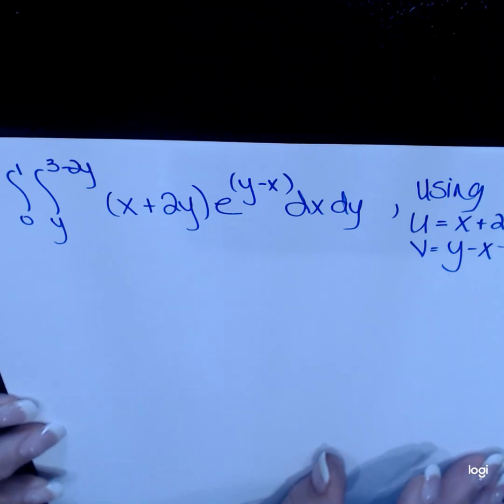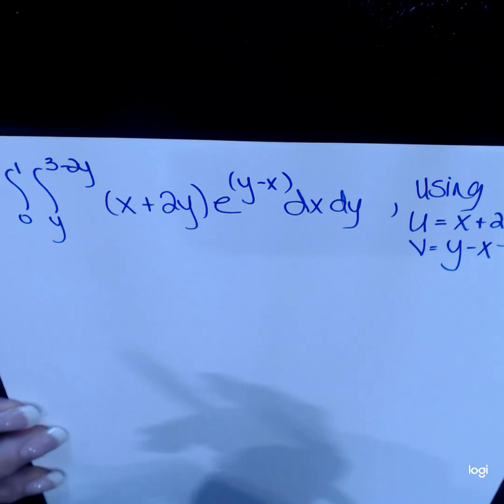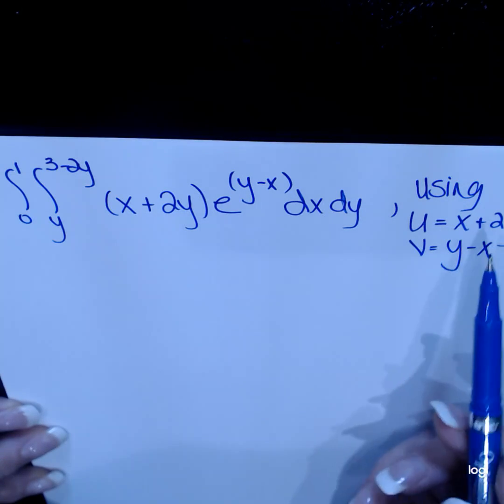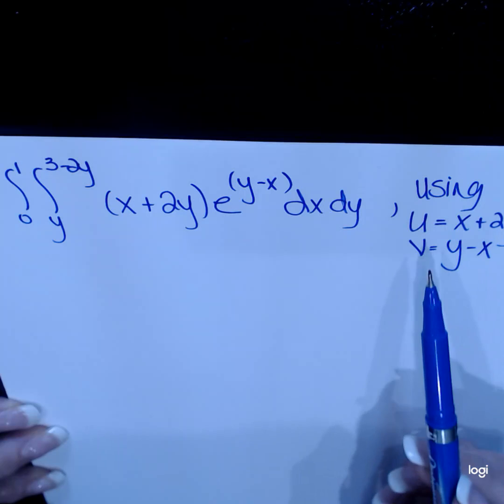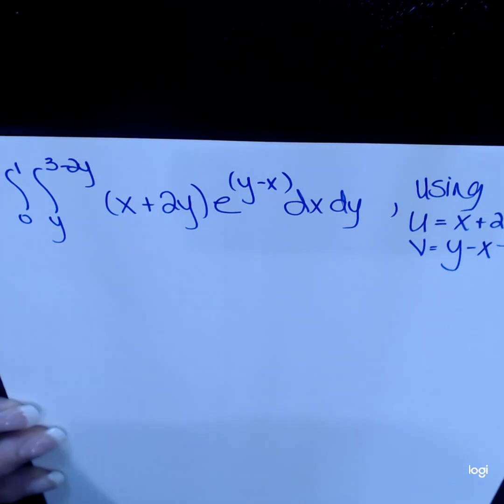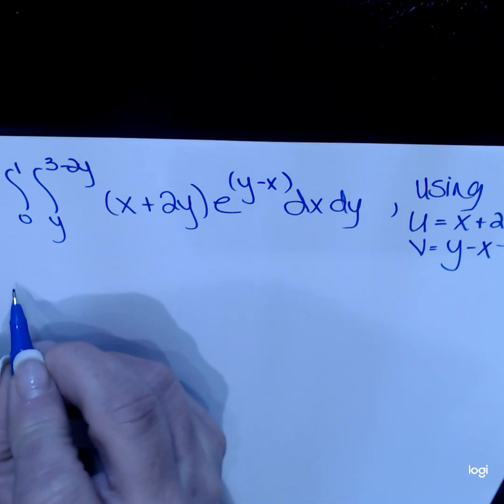Okay, so let's do our second example here where we do a conversion using the Jacobian. And we're going to do this double integral using the conversions that u will be equal to x plus 2y and v will be equal to y minus x. So of course there's three steps to this.